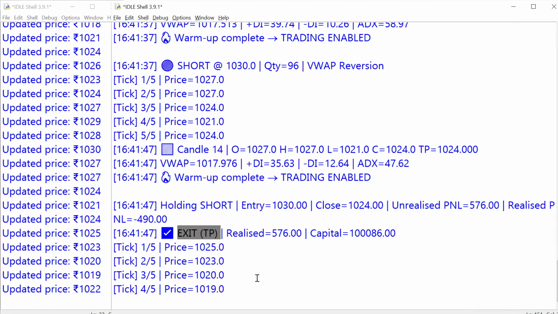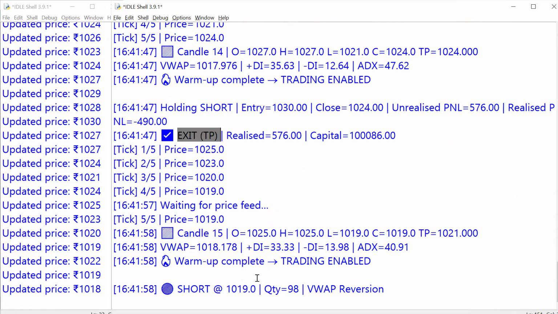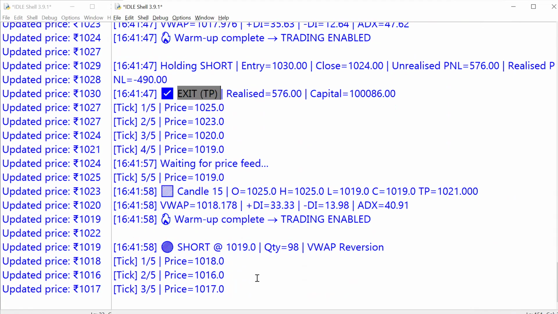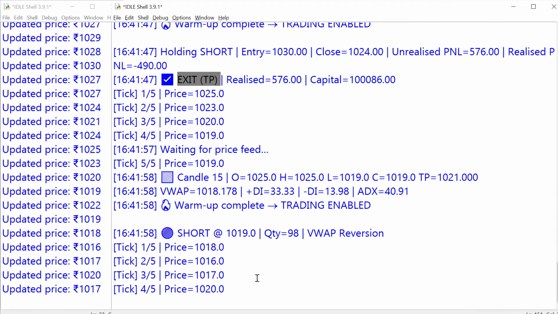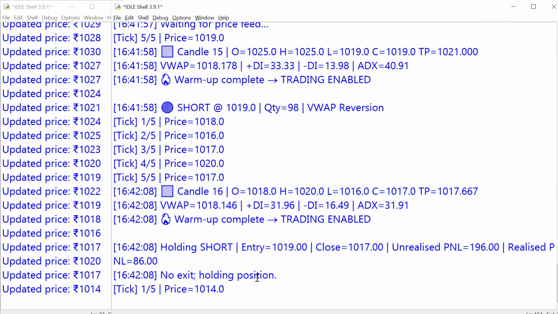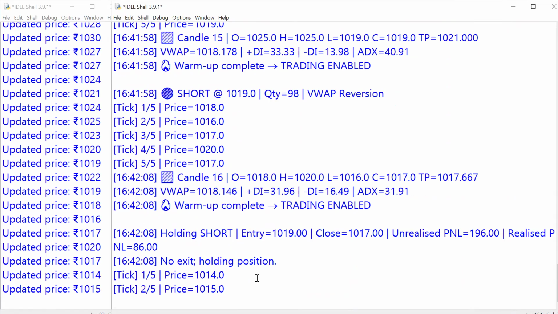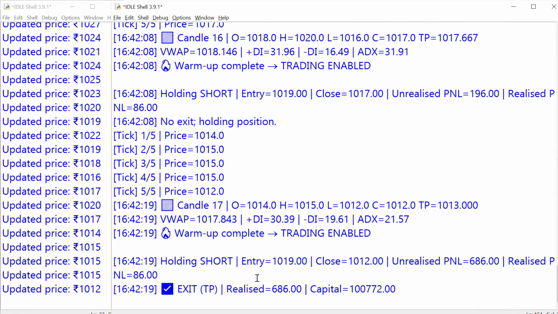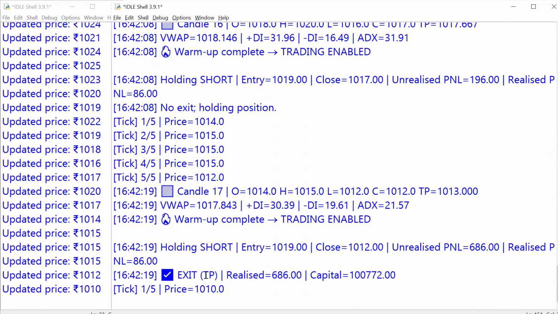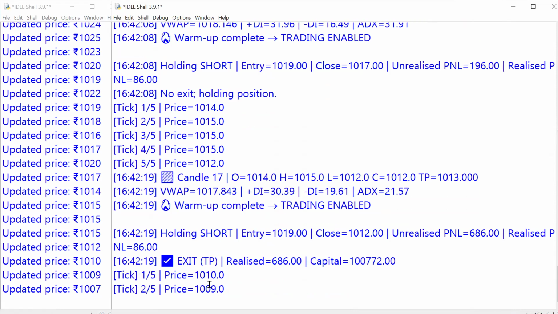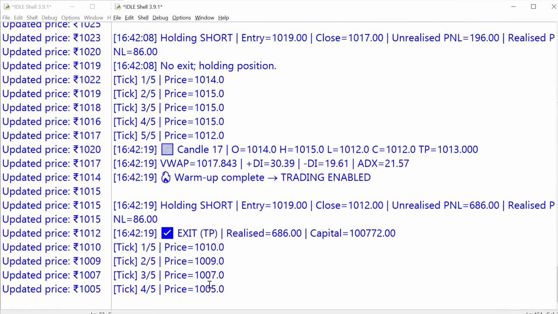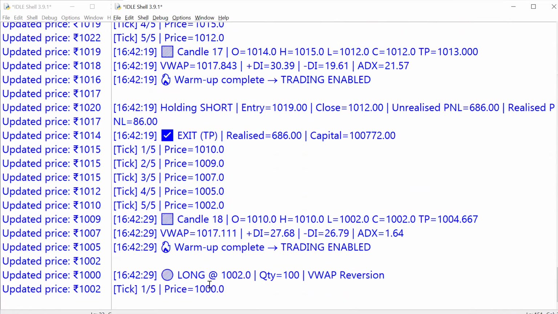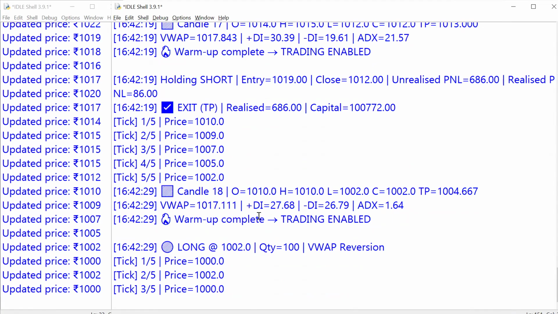We are still holding the short. Okay, the 98 equity has been traded. We are short at 10919. The trading is enabled. ADX is not working currently because ADX just monitors if the price goes above. Okay, we got one more profit. We are again in a short position because the price is below the short position. We booked one more profit, I think.